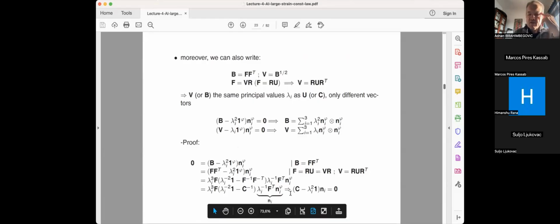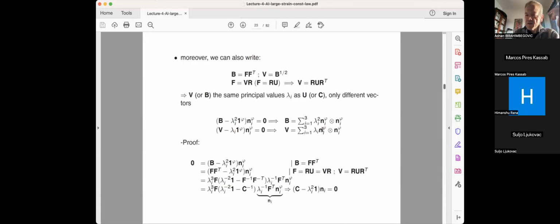The similar thing for B: I still have my principal stretches for V to be here in the spectral decomposition. The only thing now is that they are unit vectors, principal directions in the deformed configuration. And B will be lambda_i squared times the same tensor product of the principal directions in the deformed configuration. Going from one to another could be easy.